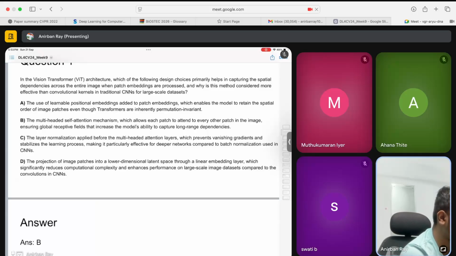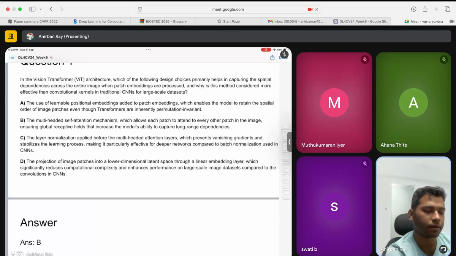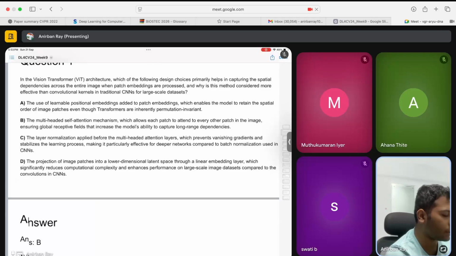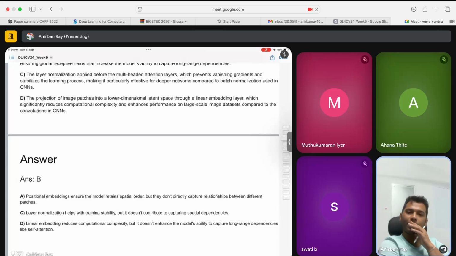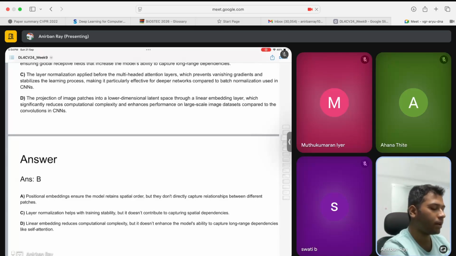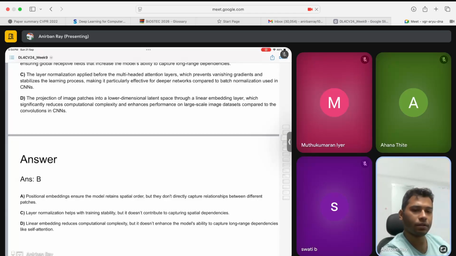Okay, multi-head self-attention mechanism, which allows a patch to attend to every other patch in the image, ensuring a global receptive field, and that increases the model's ability to capture long-range dependency. So B is the answer. Okay, that is easy enough, right? So as you can see, A does not capture the relationship between the patches, between the embeddings. It just ensures which places the patches.